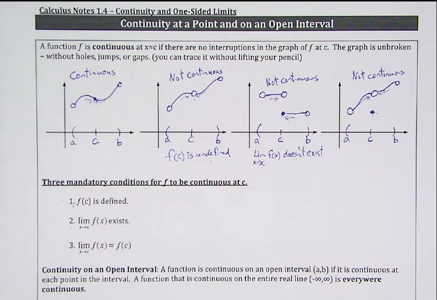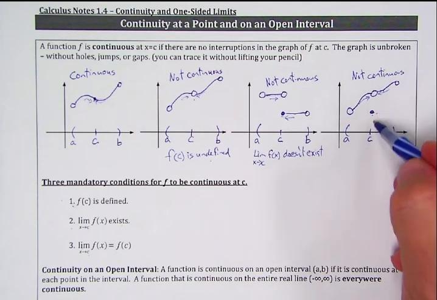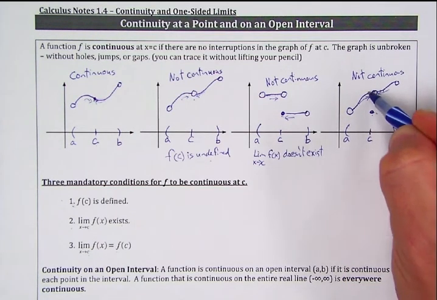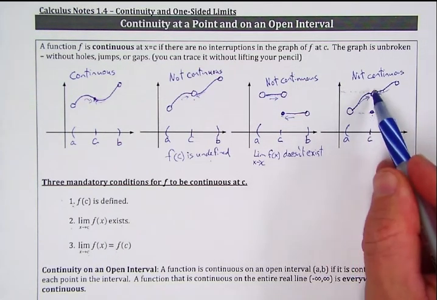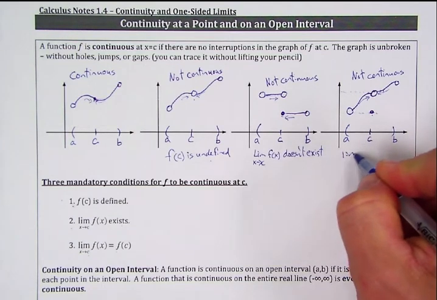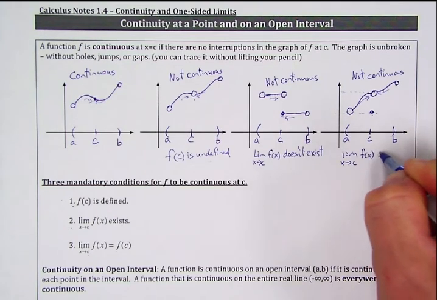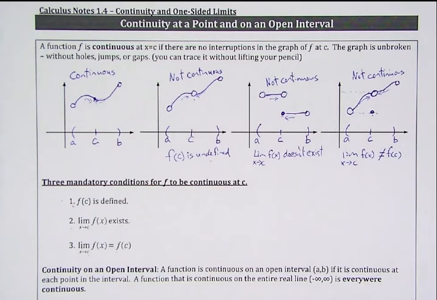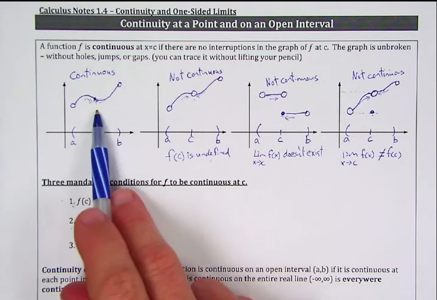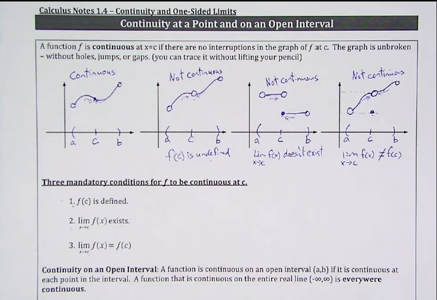making this continuous. If we check this last one right here, if I look at my limit, I would get this value, which is not the same as f of c, therefore it doesn't work. So the limit as x approaches c of f of x is not f of c, therefore this is not continuous. Okay, so again, it has to have all three of these for it to be continuous. If it fails any one of them, then it's not going to be continuous.